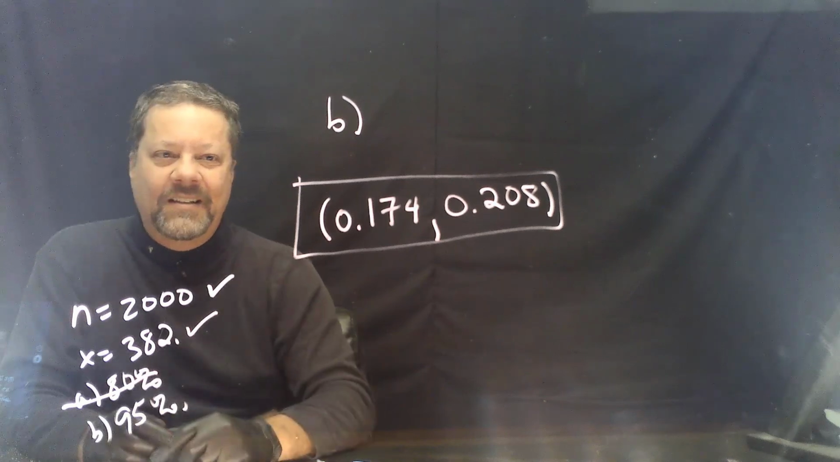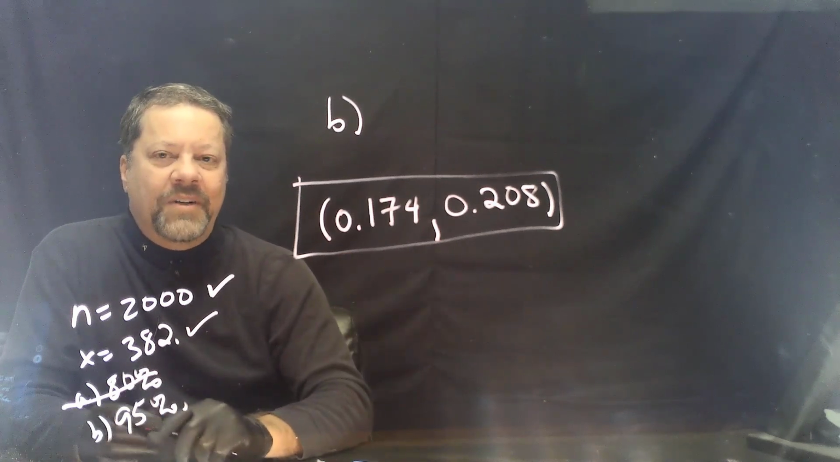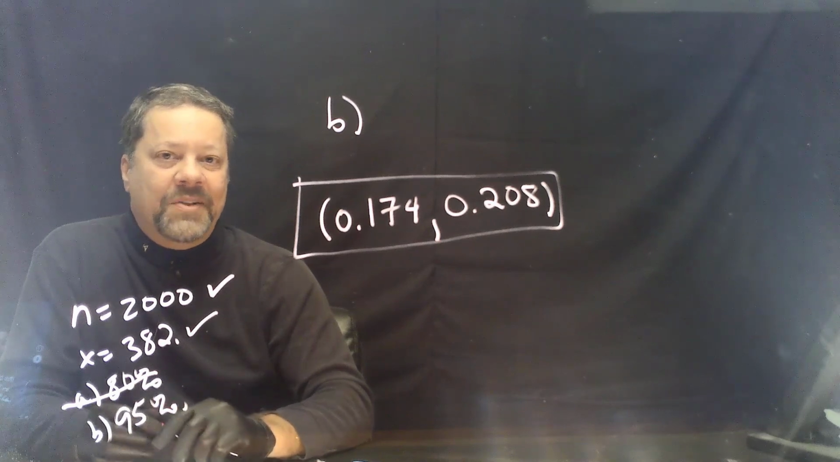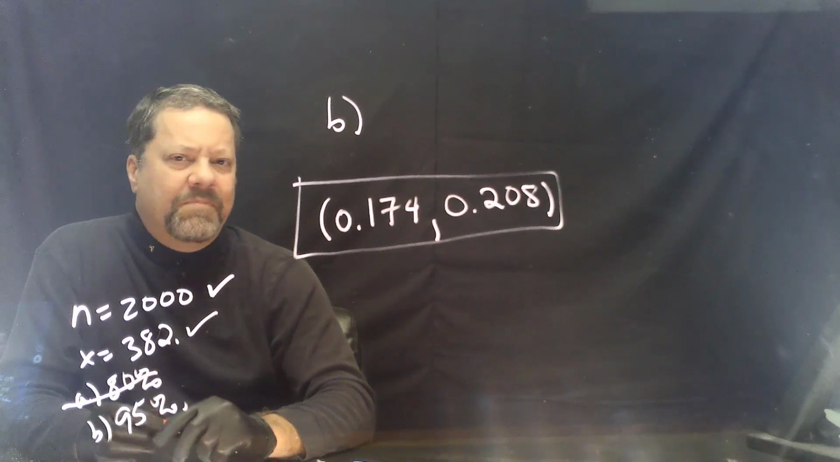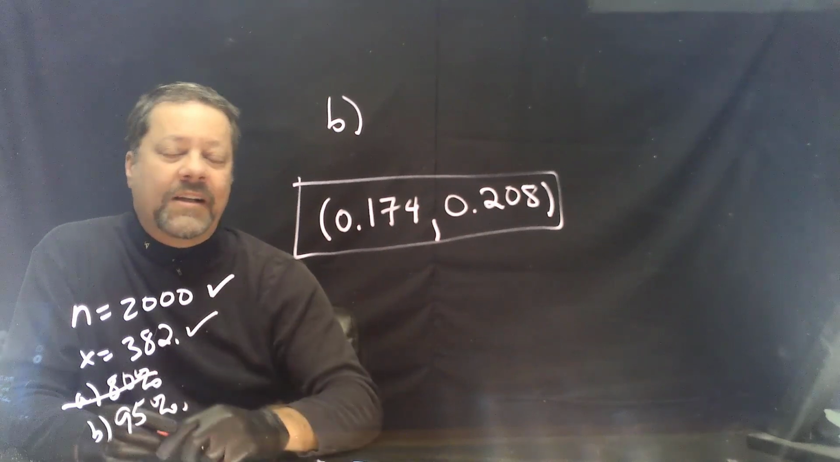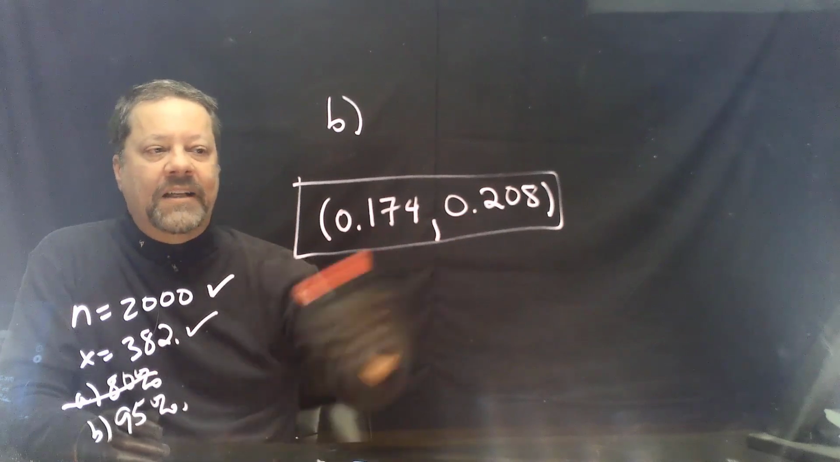In interpreting this confidence interval, we don't know the true proportion of AM listeners based upon this survey, but we believe with 95% confidence that the proportion of those listeners is somewhere between 17 and 20%.